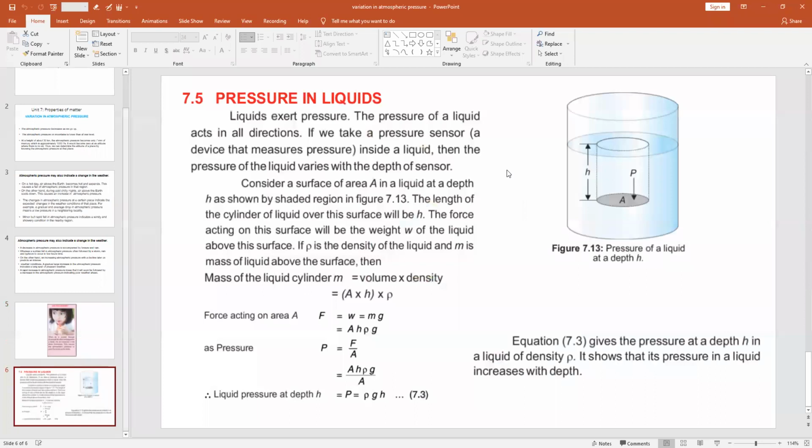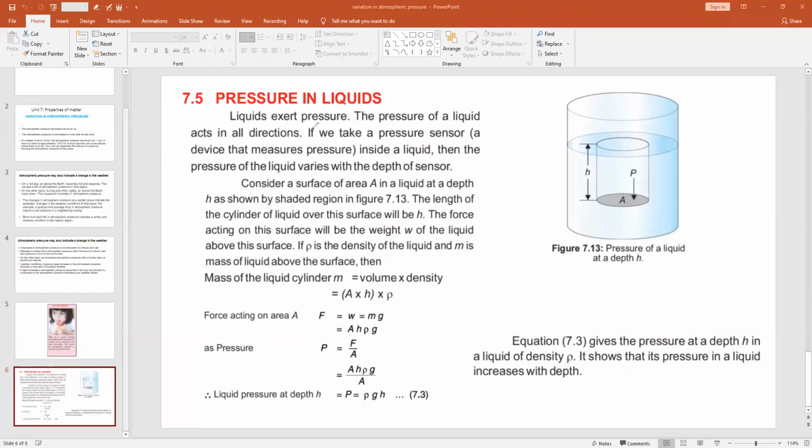So class, we are going to start topic 7.5, that is pressure in liquid. If you open page number 151, this topic is mentioned in the last paragraph. So, pressure in liquid.